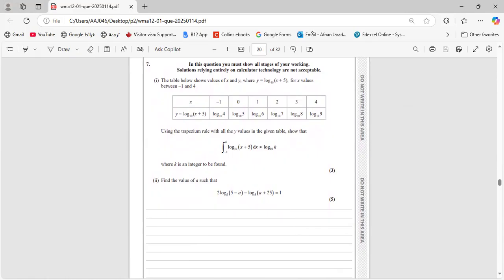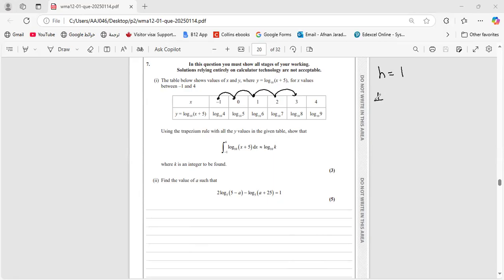Using the trapezium rule with all the y values in the given table, show that the integral from -1 to 4 of log 10 (x plus 5) dx is about log 10 k. Your answer is not a decimal or two significant figures, it's a logarithm. First of all, you need to find h. From -1 to 0, 1, 2, 3, the step is 1. So h equals 1.